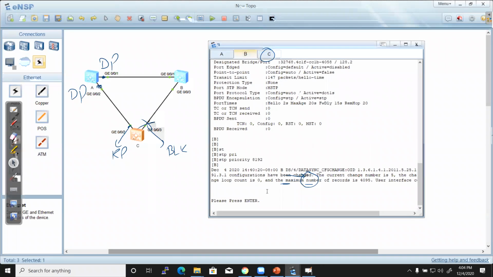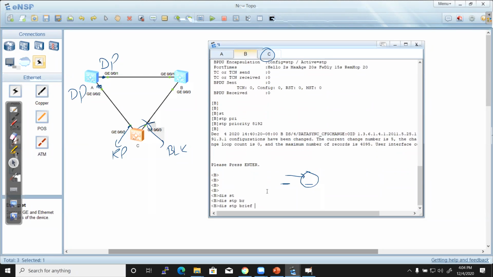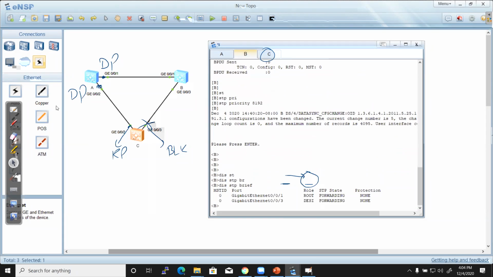let me show you, display STP brief. So you guys can see this port has been elected as a root port, and this one, port number 3, has been elected as the designated port. And the same results which we discussed in the manual method. So that's how STP works.